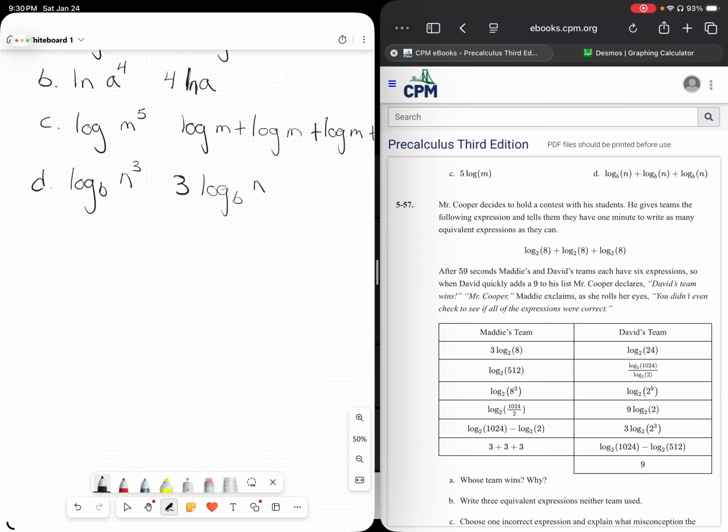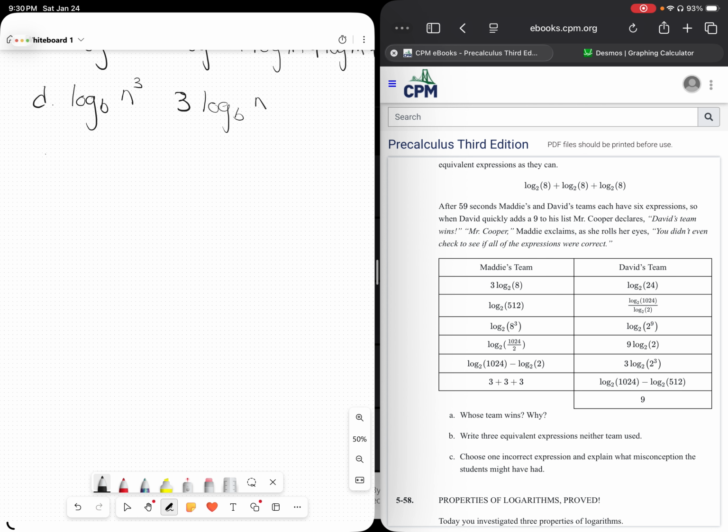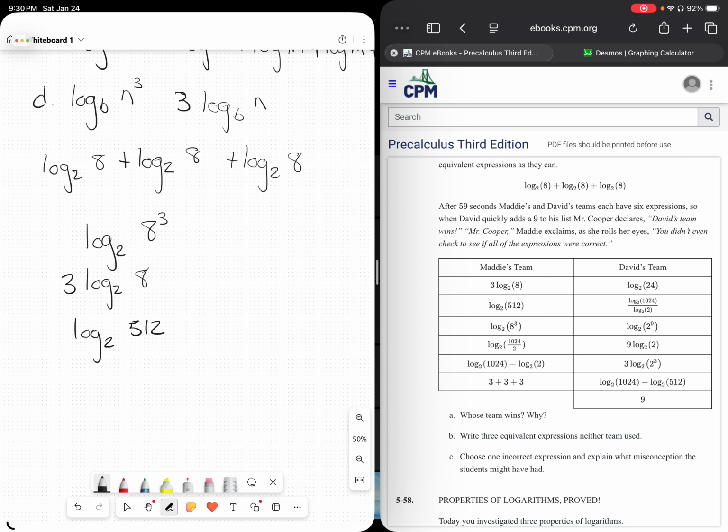So let's go through this and see if we can figure out who wins here, just to kind of help understand what they did. So let's take the start, right? Log base 2 of 8 plus log base 2 of 8 plus log base 2 of 8, right? And that's 3 of those. So this is log base 2 of 8 cubed, okay? Or 3 log base 2 of 8. So there's one for Maddie's team, right? 8 cubed is actually 512, right? So that's 512. There's another one for Maddie's team.